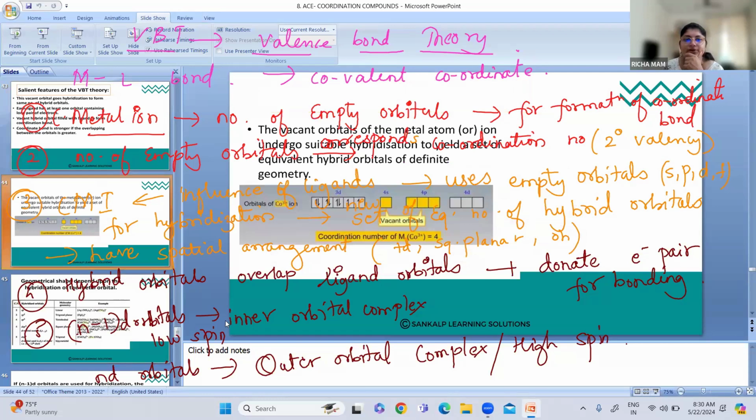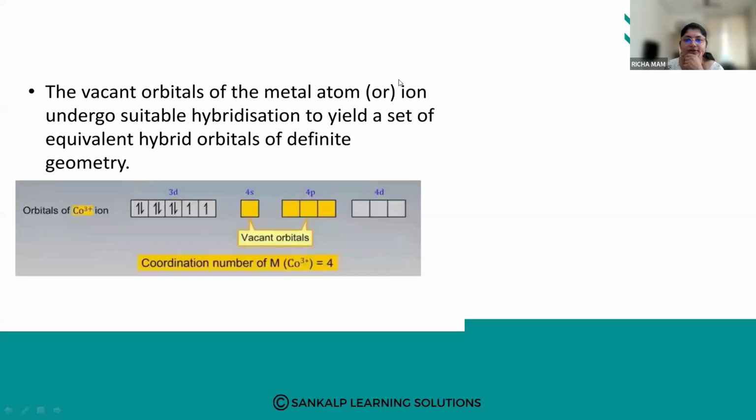So here you can see the valence orbitals which are provided by the cobalt. Now cobalt is 28, right? So it is 3d. Cobalt is not 28, cobalt is 27. So 3d7 4s2. So when cobalt undergoes +3, it will show what?